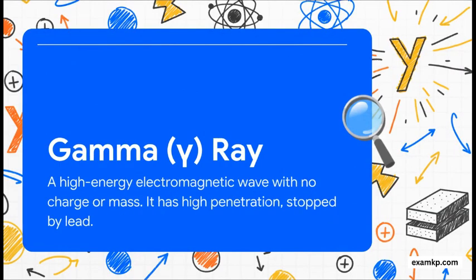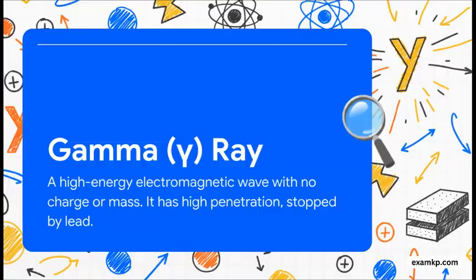And finally, the big one, gamma radiation. Now, what's wild about gamma is that it isn't a particle at all. It's a high-energy wave. Basically, pure energy. No mass, no charge. And because of that, it's an absolute beast when it comes to penetration. It can slice through paper and aluminum like they're not even there. You need thick blocks of lead or concrete to stop gamma rays.